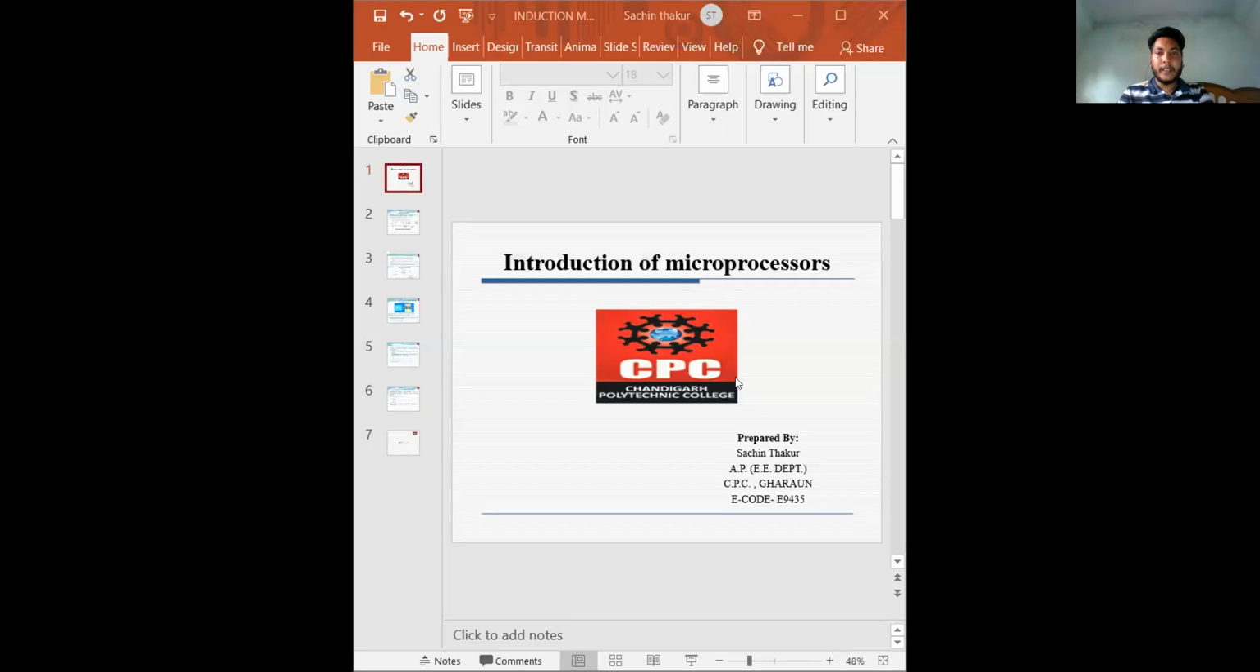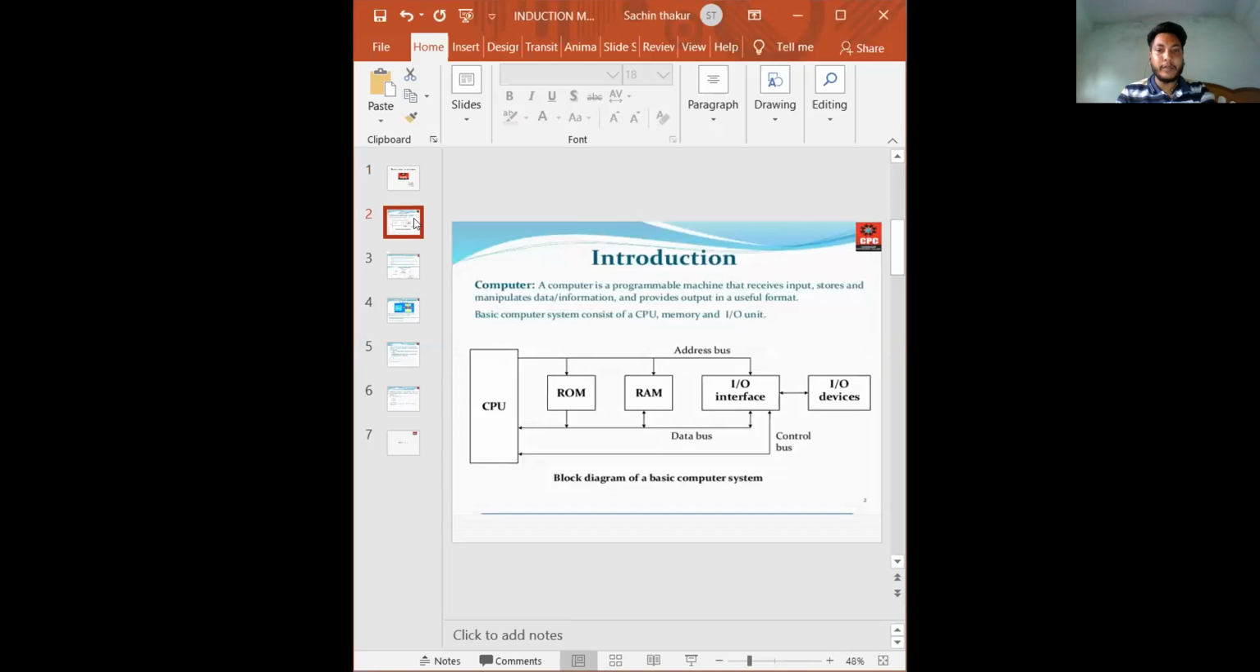In this lecture we are discussing the topic introduction of microprocessor. Introduction of microprocessor is part of the subject PLCM, that is, programmable logic controller and microcontroller. Before starting this introduction, first of all, we discuss what a computer is.